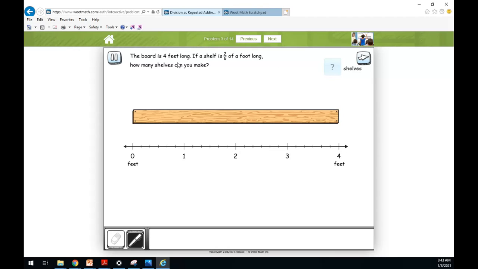You can go ahead and on your Google Classroom, I want you to check out and try to do this one. The board is 4 feet long.